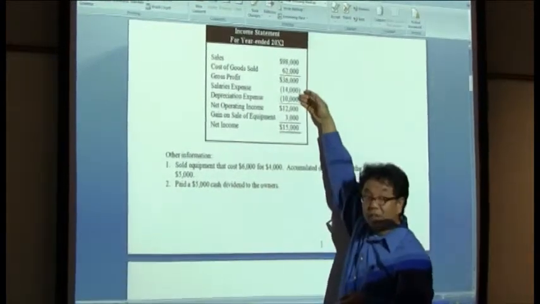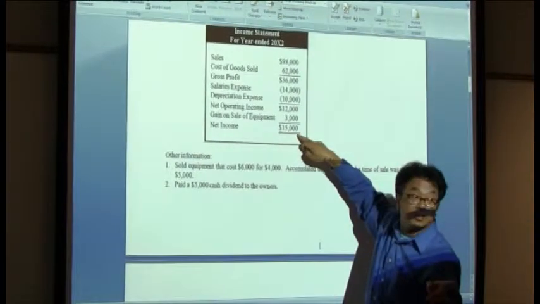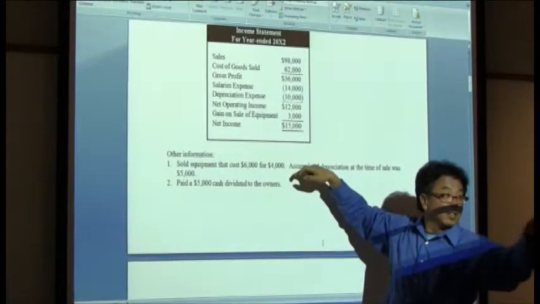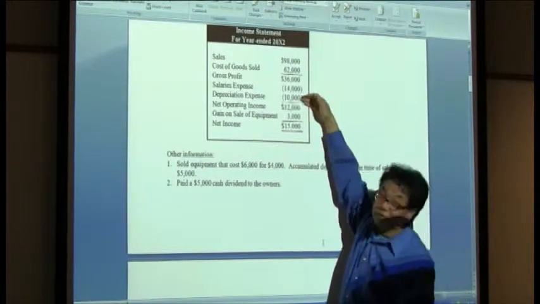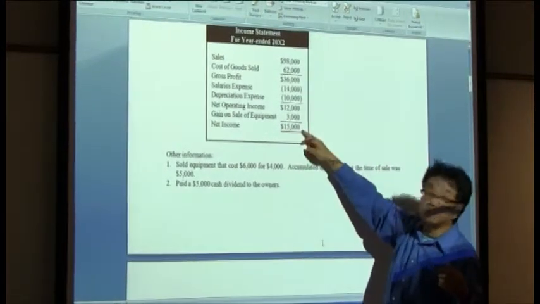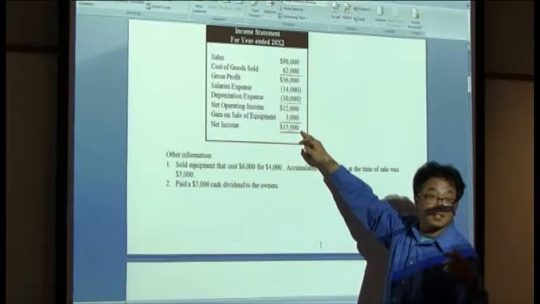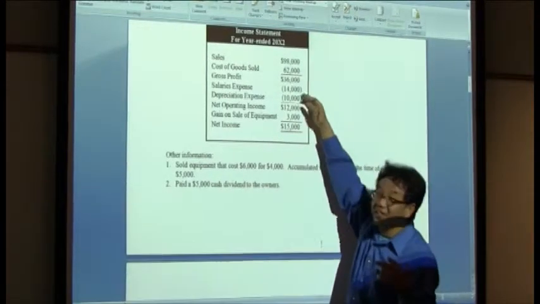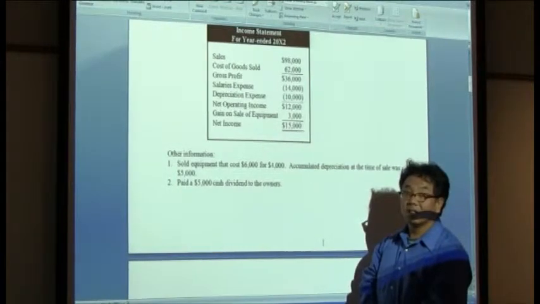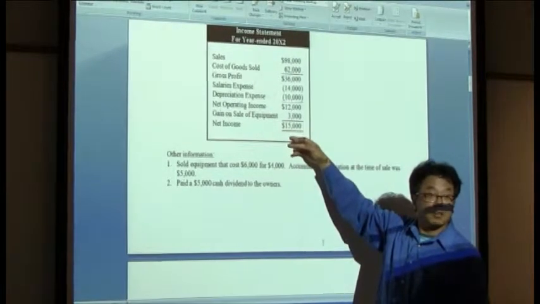So if we didn't have $10,000 as depreciation expense, what would be the number now? 25,000. Did I lose anybody? If we didn't have this, I'll say one more time because it's important: if we didn't have this 10,000, mathematically net income would have been 25,000, right?